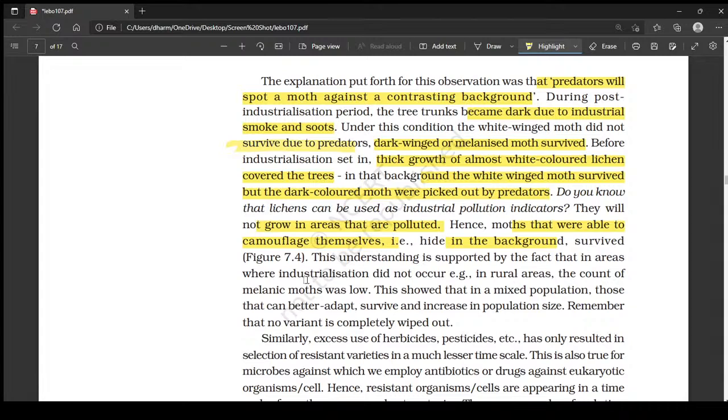This understanding is supported by the fact that in areas where industrialization did not occur, that means in the rural areas, the count of melanic moths is still low. This showed that in a mixed population, those that can better adapt survive and increase in population size. Remember that no variant is completely wiped out.